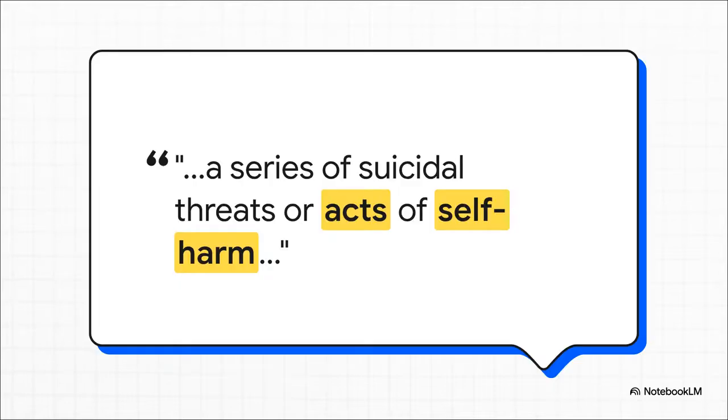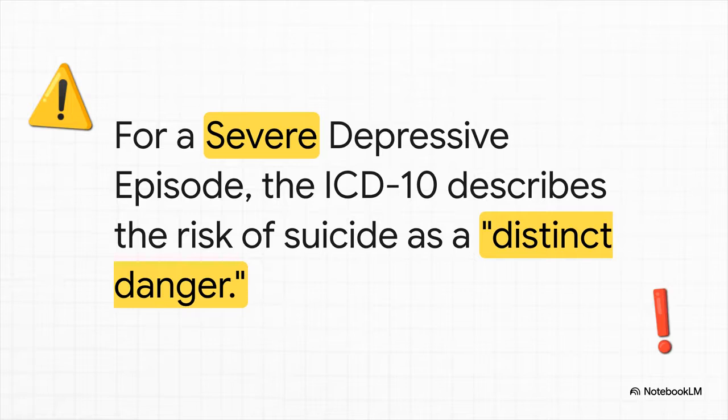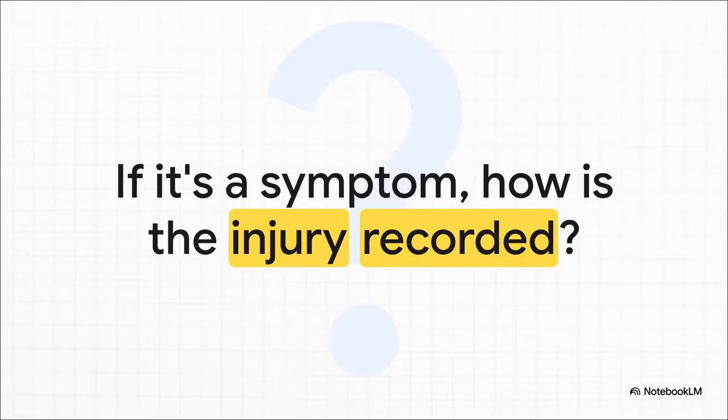The manual gets incredibly specific here. For example, right there in the official criteria for emotionally unstable personality disorder, it explicitly lists a series of suicidal threats or acts of self-harm. That shows you just how central this behavior is to making that particular diagnosis. And when it comes to severe depression, the link is so strong that the manual, frankly, doesn't mince words. It highlights that the presence of these thoughts or actions points to a distinct danger, which really underscores the immediate clinical risk involved.